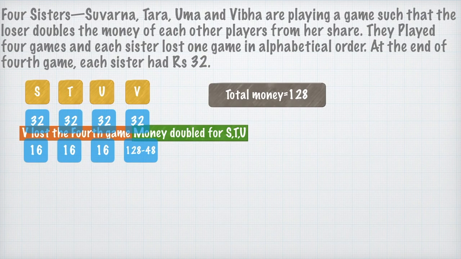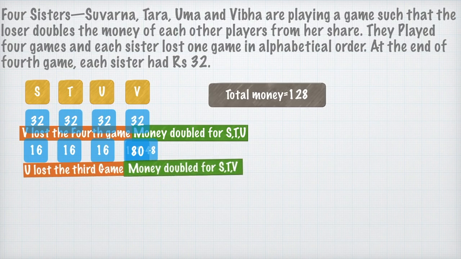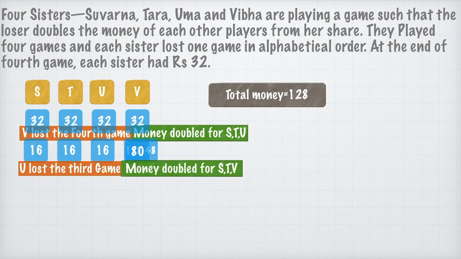So what is Vibha's share? How do I figure that out? So I know S, T and U have 16, 16, 16. There was a total of 128. So Vibha's share would be 128 minus S, T and U, or 128 minus 48, which is 80, right? So I hope this is clear to you and how this logic is working out. Similarly, if you have got this step, that how I got from 32 to 16 and from 32 to 80, then you just have to repeat this step over and over again, carefully paying attention to what is happening.